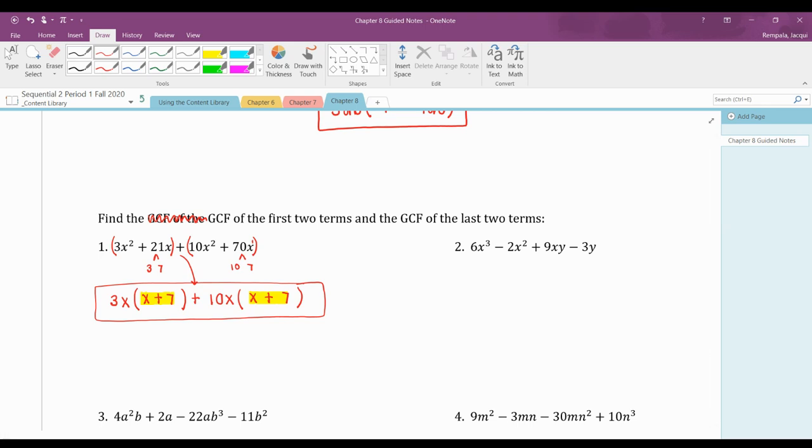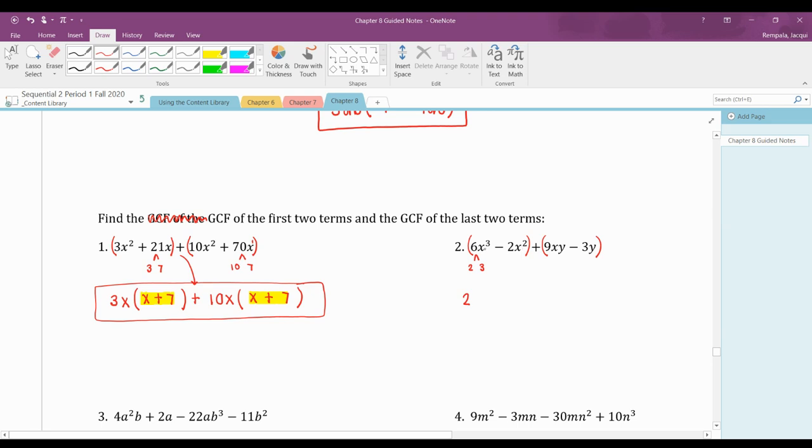Okay, if we take a look at the next example, 6x to the third minus 2x squared plus 9xy minus 3y. So once again, I'm going to group the first two. I'm going to group the last two. I need that addition sign in between. So I'm going to start looking at the first two terms and ask myself, what do they have in common? So between a 6 and a 2, 2 is smaller. I need to ask myself, can I multiply 2 times something to get 6? And the answer is yes. So that means they both have a 2 in common. That's going to be a GCF.